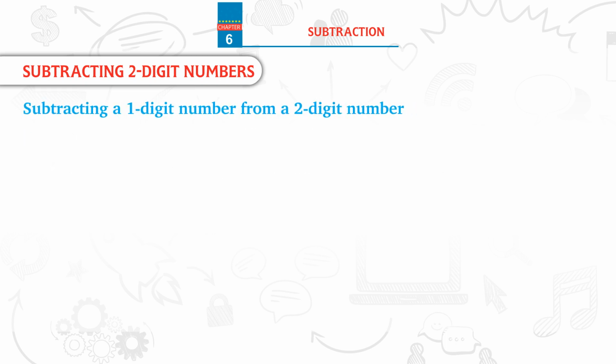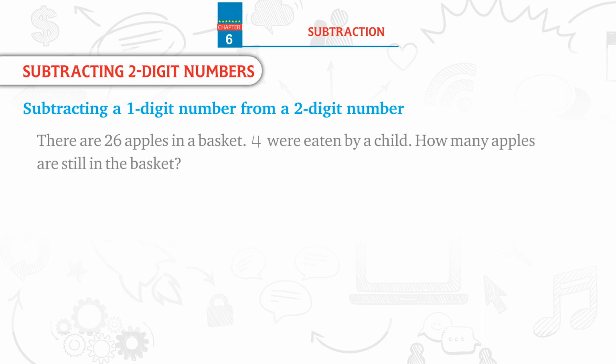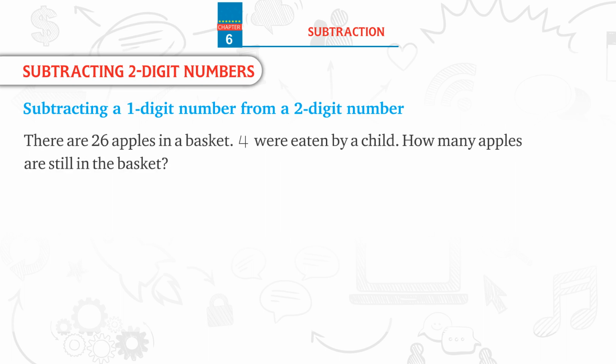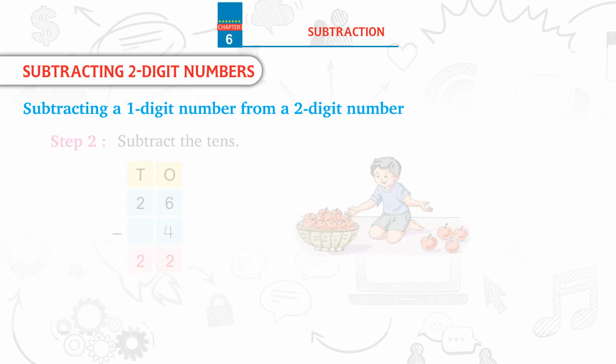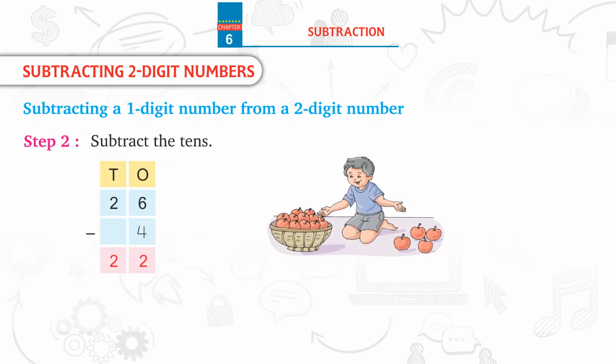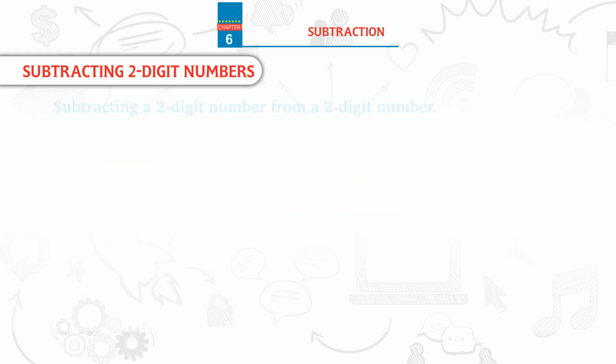Subtracting a one-digit number from a two-digit number. There are 26 apples in a basket. 4 were eaten by a child. How many apples are still in the basket? 26 minus 4 equals. Step 1. Subtract the ones. Step 2. Subtract the tens. Answer. There are 22 apples left in the basket. 26 minus 4 equals 22.